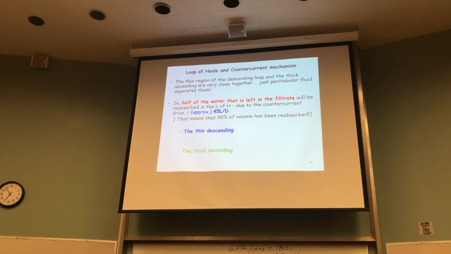The thick ascending is not permeable to water. It is not permeable to water. We will do facilitated diffusion of sodium and chlorides. Is it what tissue? Well, it's going to be simple cuboidal.